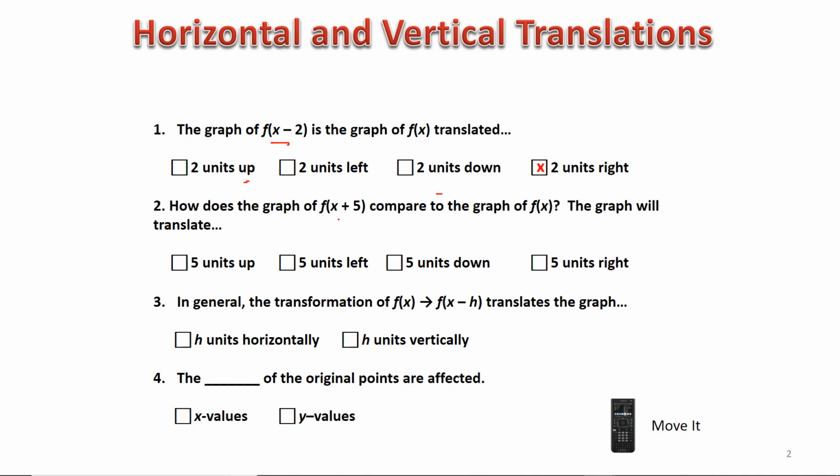How does the graph of f(x plus 5) compare to the graph of f(x)? The graph will translate exactly opposite of this, so it will be 5 units to the left. In general, the transformation f(x) to f(x minus h) translates the graph horizontally, the way we just discussed here. The x values of the original points are affected. So this is about horizontal translations.